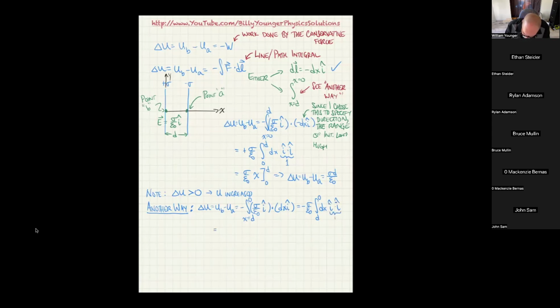So ultimately, I end up getting negative sigma over epsilon naught, and the answer of the integral is just going to be x, which I'm going to evaluate at 0 and then at d. So this is negative sigma over epsilon naught times 0 minus d, which is in fact equal to positive sigma d over epsilon naught. And this confirms the original result.